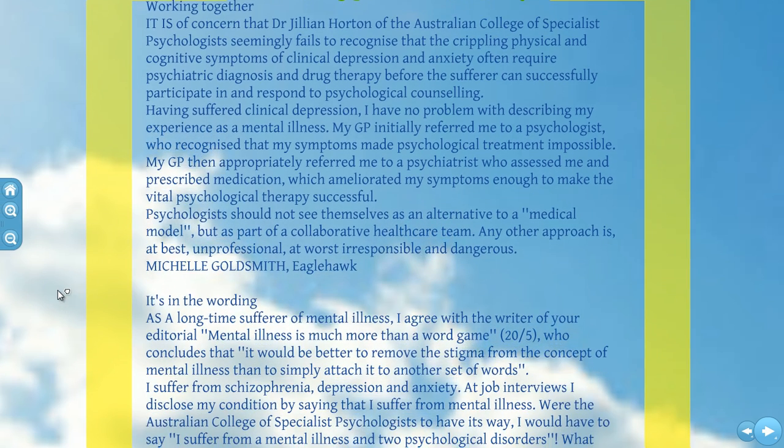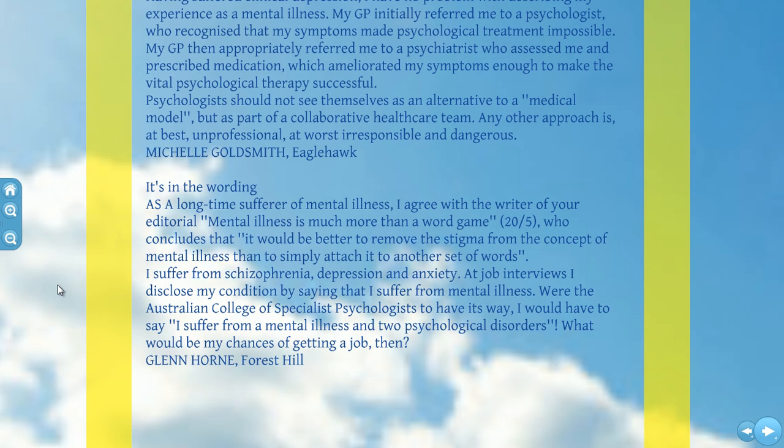The one beneath, it's in the wording, is about the reclassification of certain mental illness or disorders. And again, the person has a personal experience. They suffer from schizophrenia, depression, and anxiety, and they don't like the fact that the two conditions are being separated. Okay, because she gives this example of if she were applying for a job, she would have to declare two separate conditions, okay, which might impede her chances. You see there it gives their name and what suburb they're from as well.